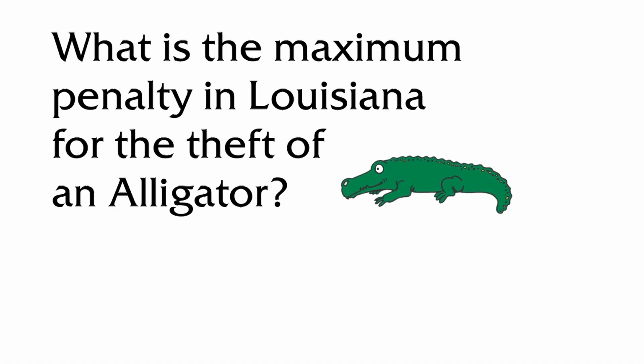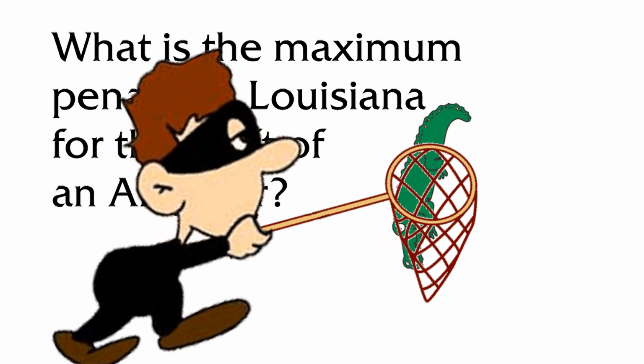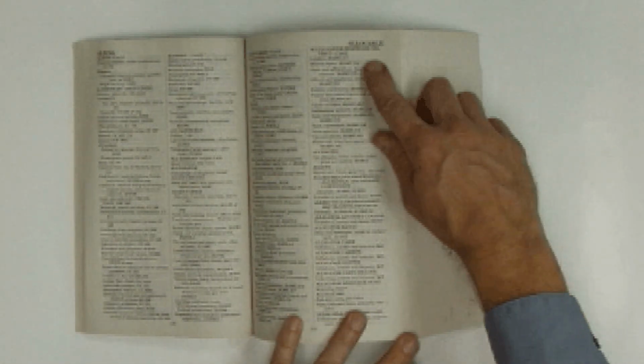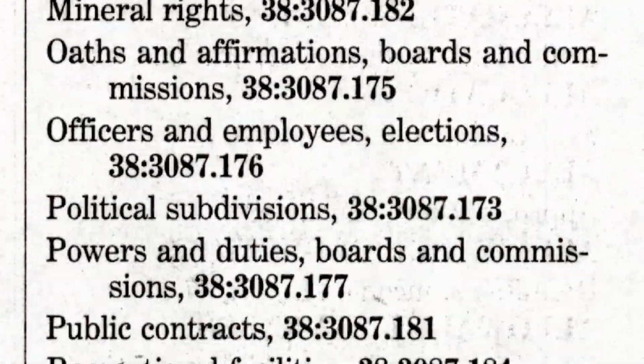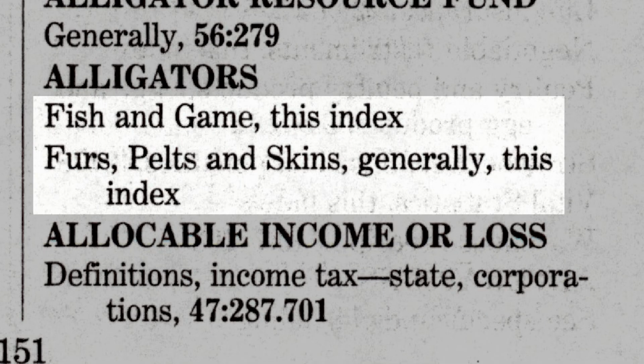Let's try this hypothetical research question to see how the index works. What is the maximum penalty in Louisiana for the theft of an alligator? Looking up alligator in the index, this is what we find. 2 cross-references, one for fish and game, and one for furs, pelts, and skins. These indicate that we should look up those terms in the index instead of alligator.